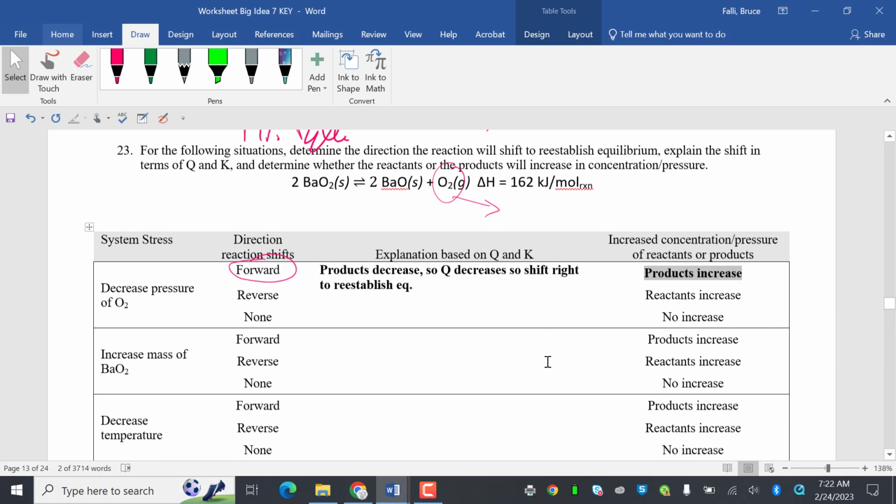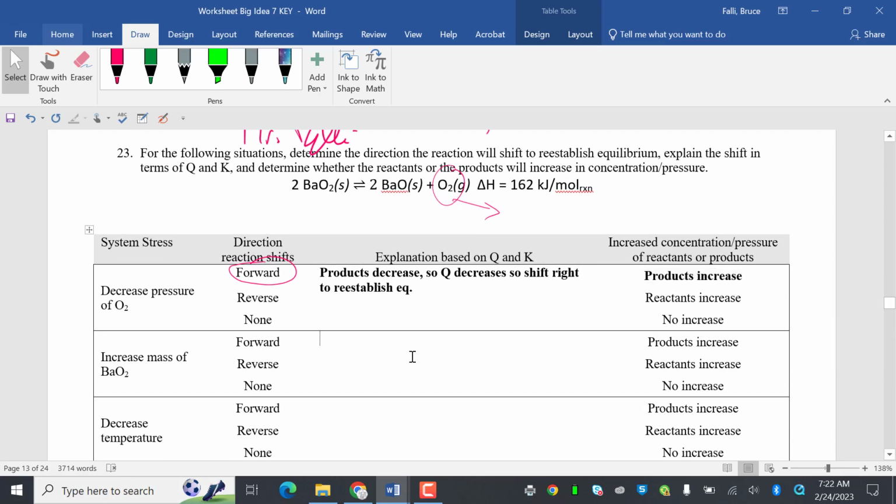All right. Increase mass of BaO2. This one's going to be no shift. Why? Solids are not in the Q expression, thus don't affect equilibrium. So no increase.